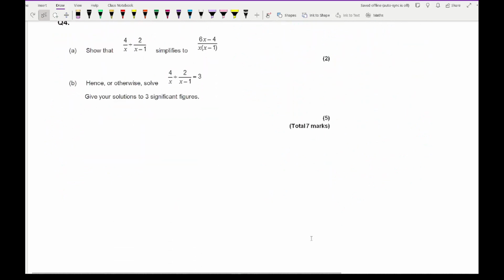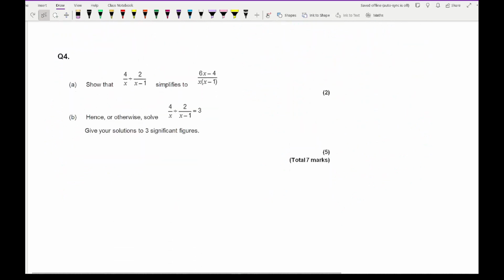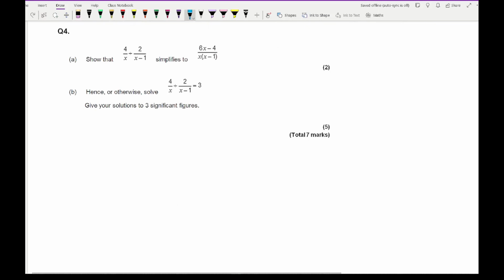So moving on to question 4, and I'm just going to make it a little bit more accessible. And again, let me just go over to make sure that you're happy with how the question says. That's x over 4 plus 2 over x minus 1. And the question says, show that it simplifies to give us this. Now for part A, all we need to do is combine, have a common denominator. So our common denominator is going to be x minus 1.